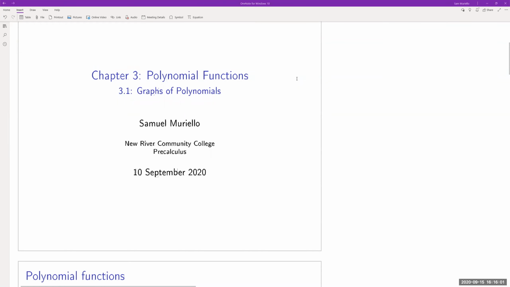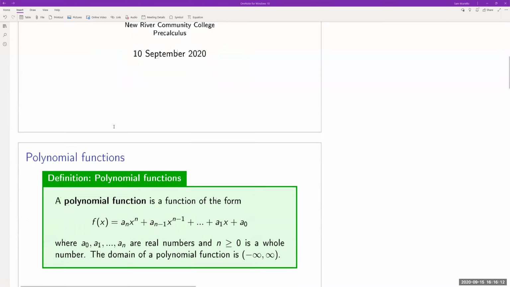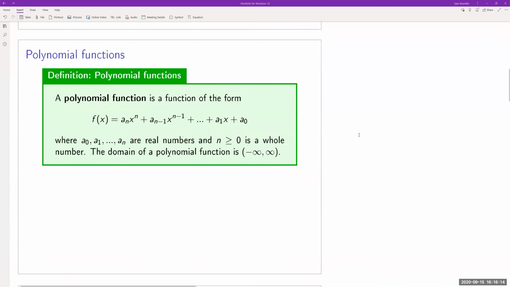Okay, everyone, welcome back. Today we're going to continue with Chapter 3 on polynomials. We're going to take a look at 3.1, graphs of polynomials. So a polynomial function is simply a function that has a whole bunch of powers of x, each one potentially multiplied by a real number, and then added or subtracted together.